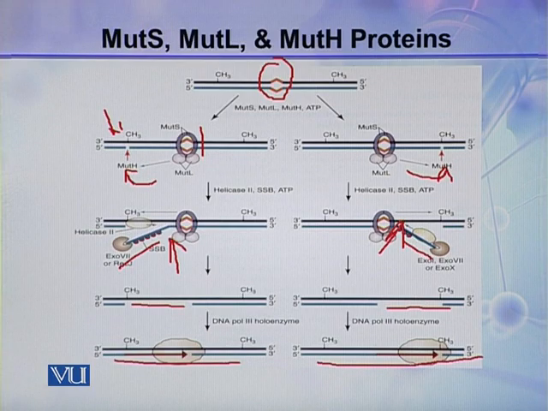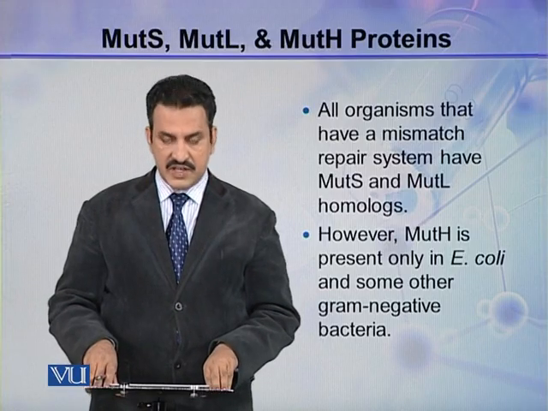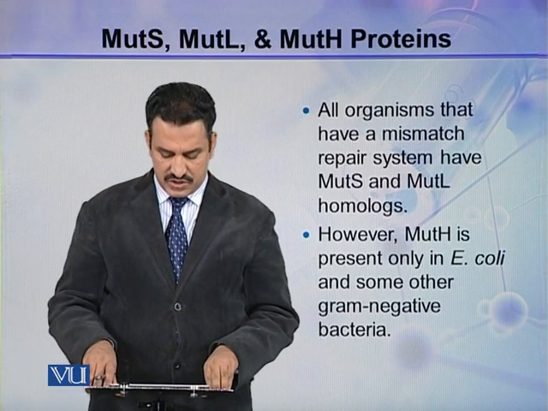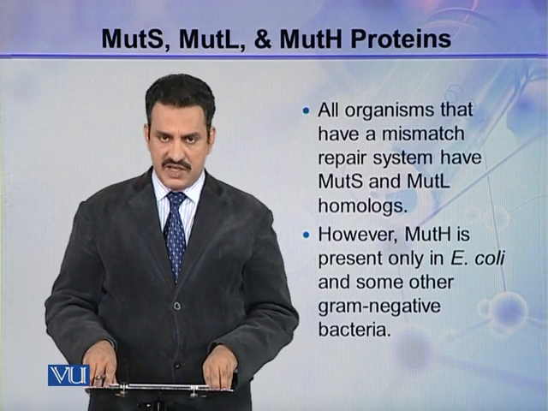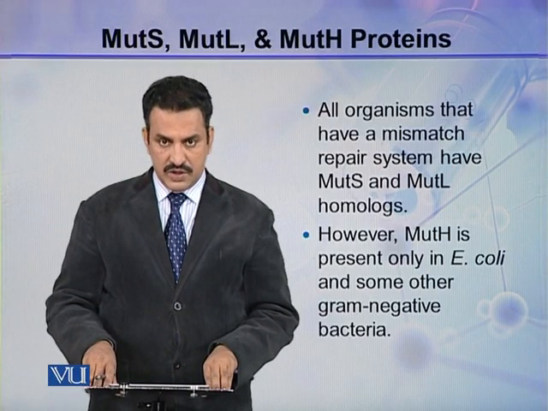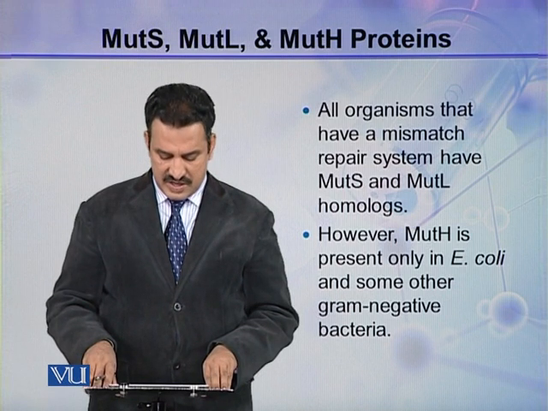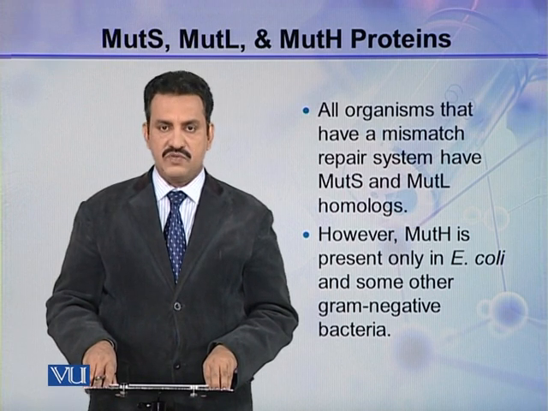and in this way a complete strand is formed with no mismatches. All organisms that have a mismatch repair system have MutS and MutL homologs. However, MutH is present only in E. coli and some other gram-negative bacteria.